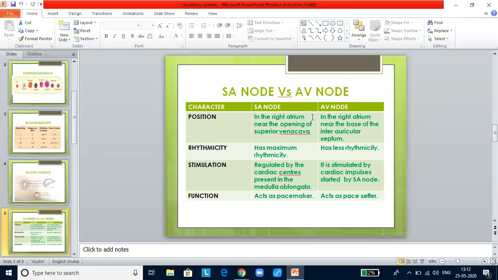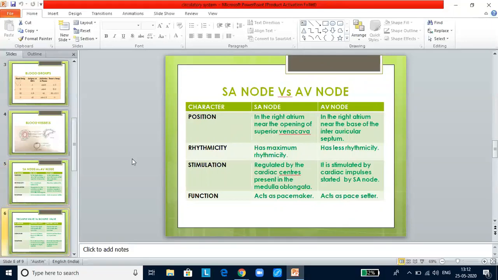The SA node is in the right atrium near the opening of the superior vena cava. The AV node is in the right atrium near the base of the interauricular septum. The SA node has maximum rhythmicity, but the AV node has less rhythmicity. The SA node is stimulated by cardiac centers present in the medulla oblongata. The AV node is stimulated by cardiac impulses started by the SA node. The SA node acts as the pacemaker and the AV node acts as the pace setter.